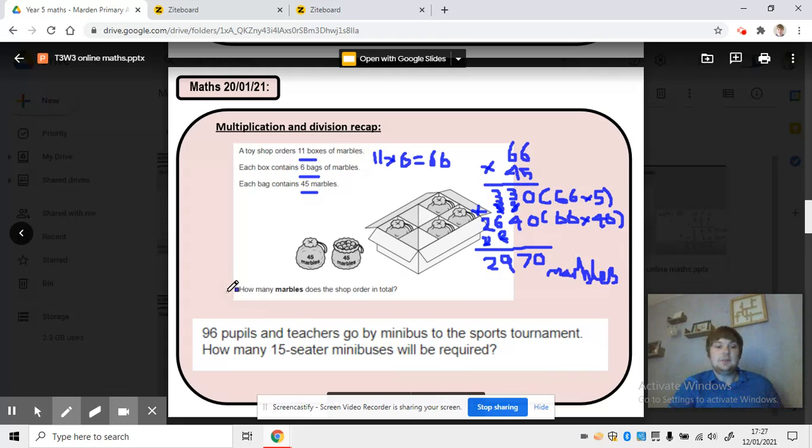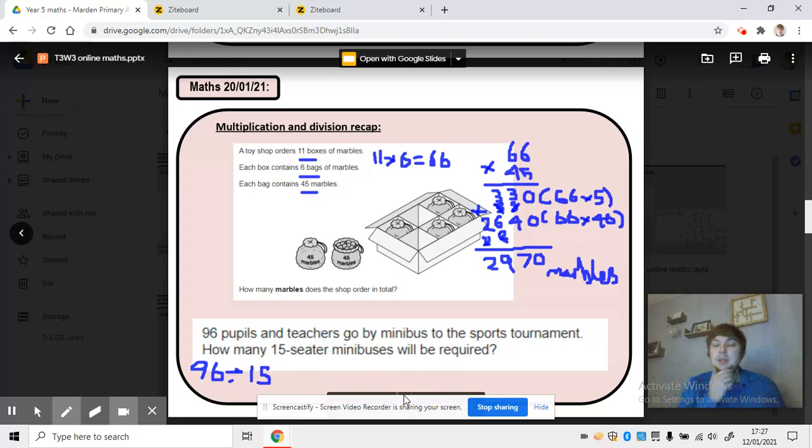Now let's have a look at the next one. 96 pupils and teachers go by minibus to the sports tournament. How many 15-seater minibuses will be required? So we need to work out how many buses we're going to do. Well, it's obviously a division one. We're going to need to do 96 divided by 15.